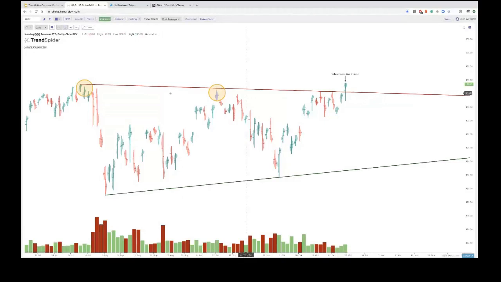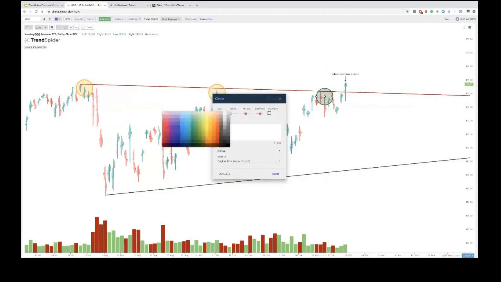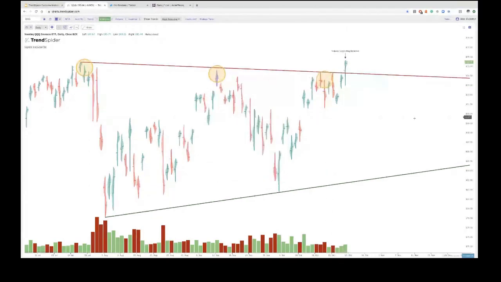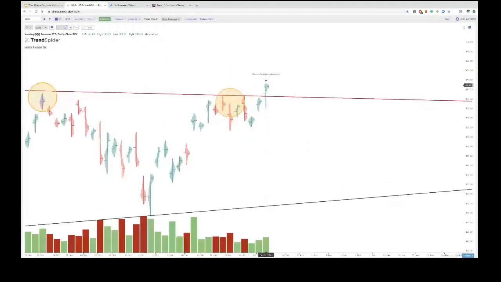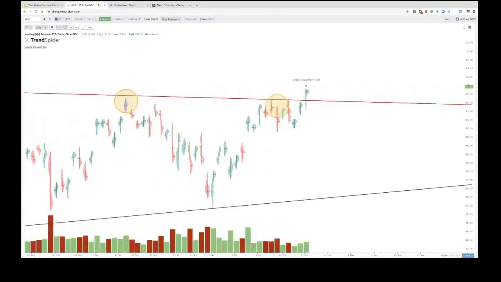And what you can see here is we've been testing this area of resistance multiple times, right? So I've got 2 circles here, but we even tested it again here pretty strongly a couple times. And then we finally broke out on Friday. And so what you can see here is that within that volume, all of the volume for this day on, this was Friday's price action, all of that volume is focused near the top of the range. So you can see it's almost like a balloon, right? It's kind of like a balloon taking off.